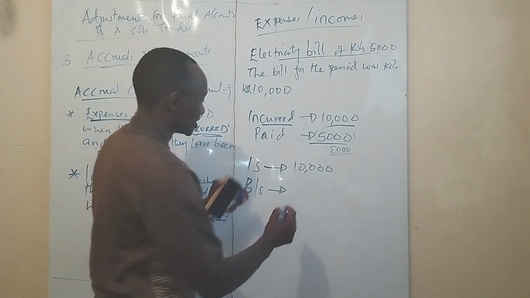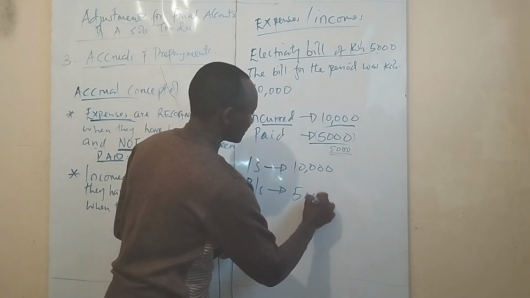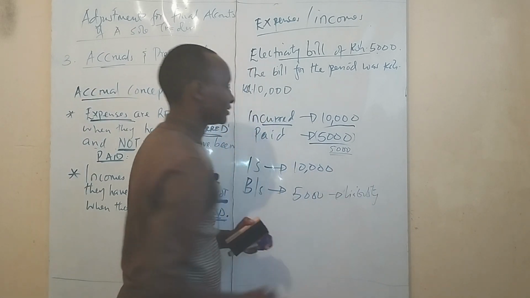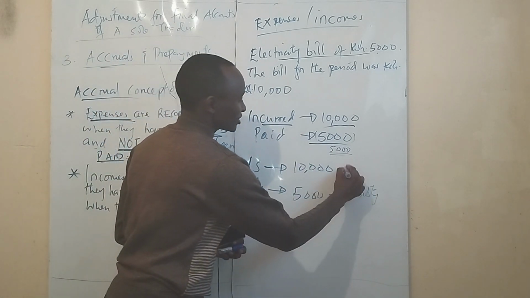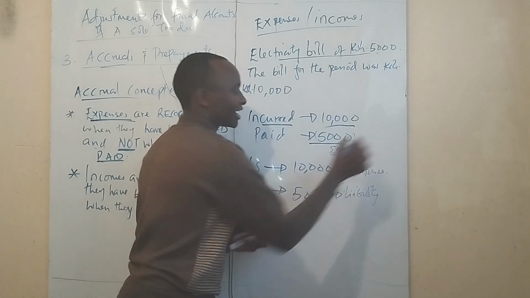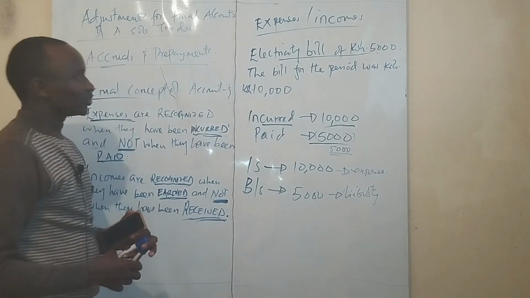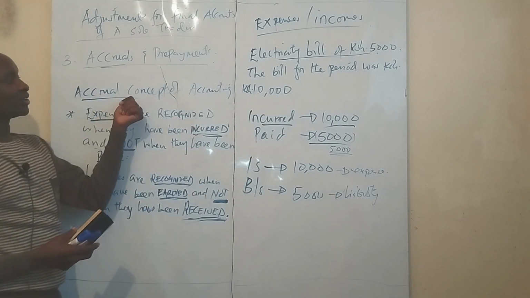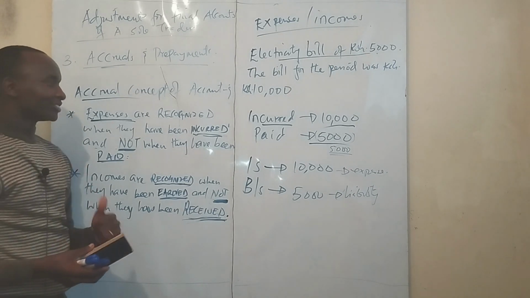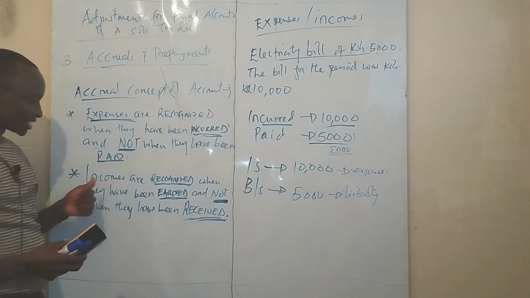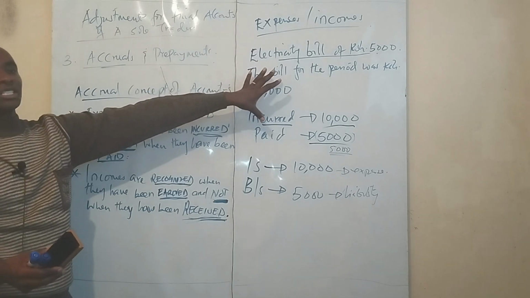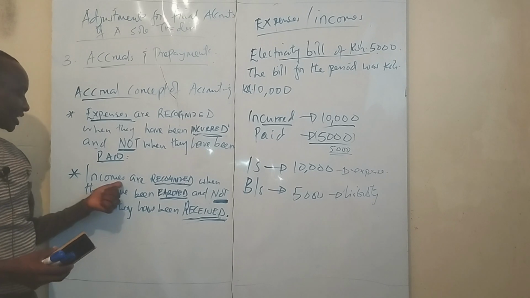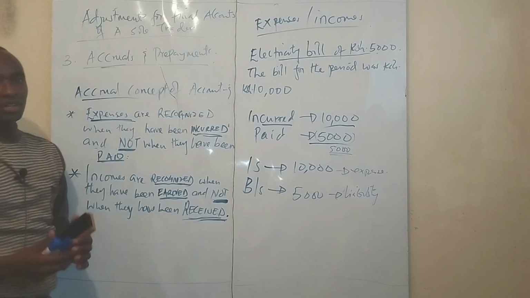Are we together? So in the balance sheet you take 5,000 as a liability. And then this one, the 10,000, you take it as expenses in the income statement. So ladies and gentlemen, that is what I'm trying to explain in my first portion of the accrual concept of accounting definition. So let's move now to this other section of income. This one was the electricity bill, which is an expense. So let's look at an income, so that we try explaining this other part of the accrual concept of accounting.